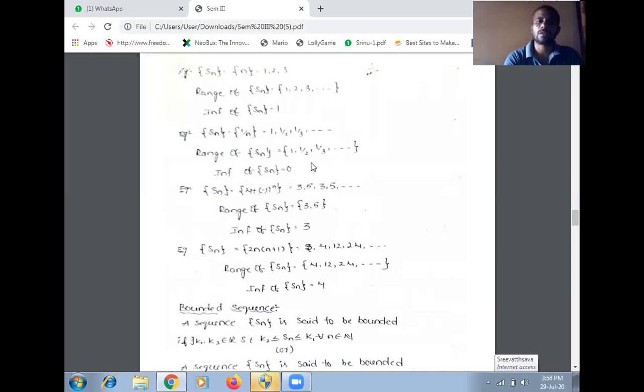Since it is a decreasing sequence, 0 is the least value, 0 is the lower bound of this sequence, so infimum Sn equal to 0.